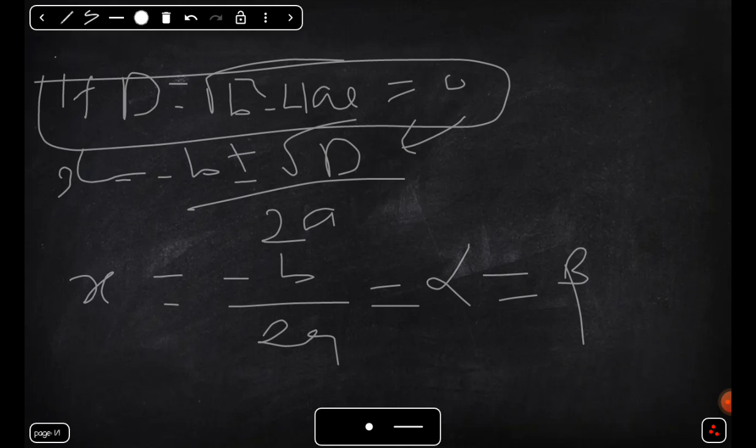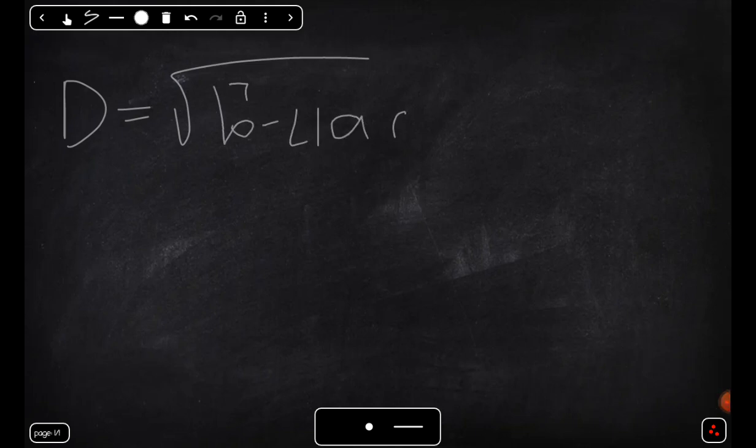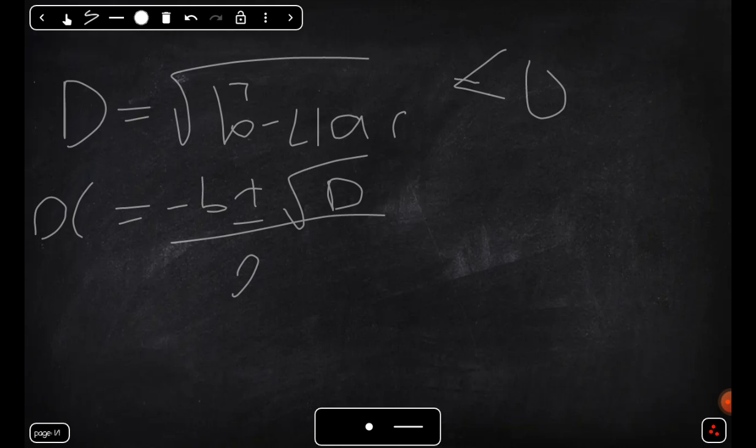Now let's examine another one. Next, let's check when the discriminant, b squared minus 4ac, is less than 0. What happens? Then we have x equal to minus b plus or minus root of d over 2a. If d is less than 0, that is actually a negative value. And if it is negative, what happens?